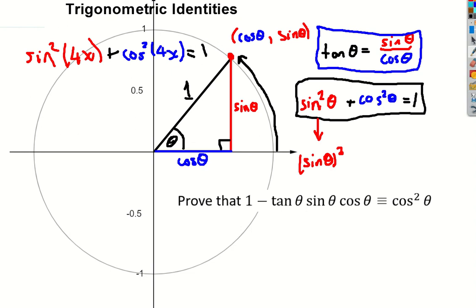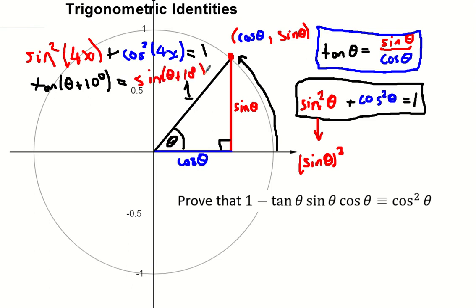Similarly, I can do things like this. I can do tan of theta plus 10 degrees. That's going to be the same as sine, and I've got to keep my argument the same, so it's sine of theta plus 10, divided by cos of theta plus 10. There you go. So that identity is true as well.